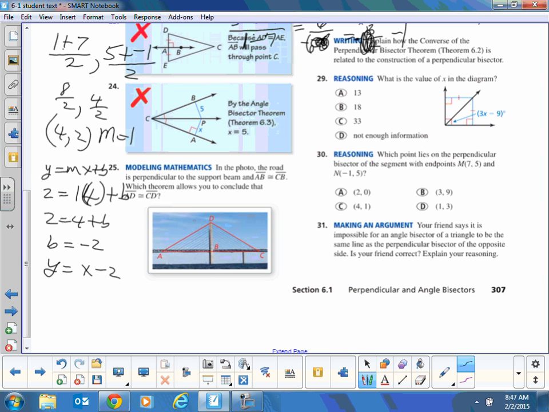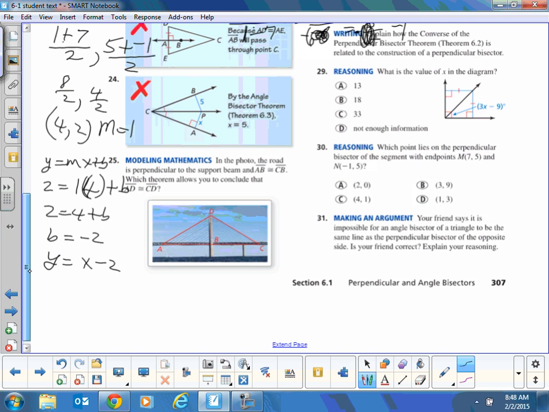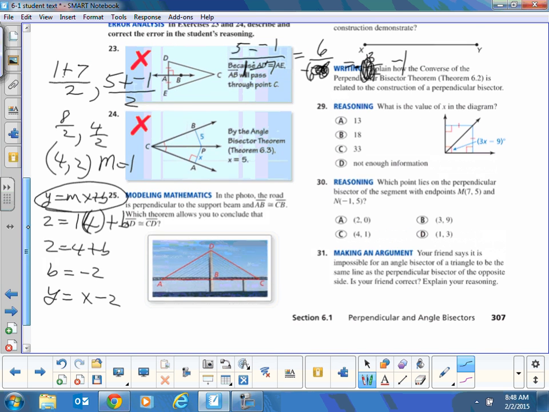I'll bet the next one will be a little more interesting. You can use this, or you can use y minus y1 equals m times x minus x1. Which one do you like better? I like y equals mx plus b. Yep, that's the one we're using.